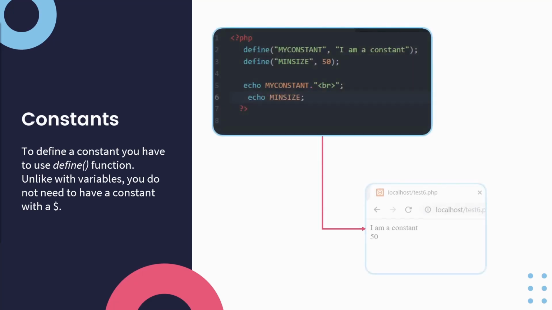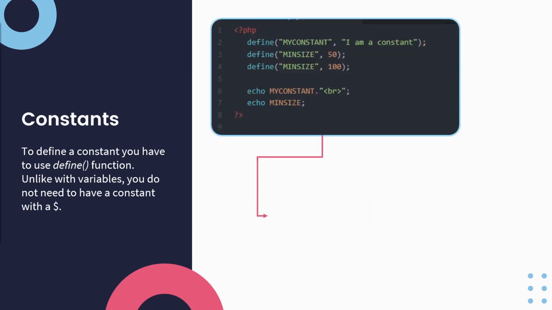And here's an example of a constant in action. In lines 2 and 3, we are defining the constants. So we call the define function. We then pass in the first parameter, which here is the uppercase word, MY_CONSTANT and MIN_SIZE respectively. And then we assign the values to these constants. In the first case, we have a value of "I am a constant", and in the second case, we have a value of 50. We then echo out the values of these constants and we can see them being printed out.